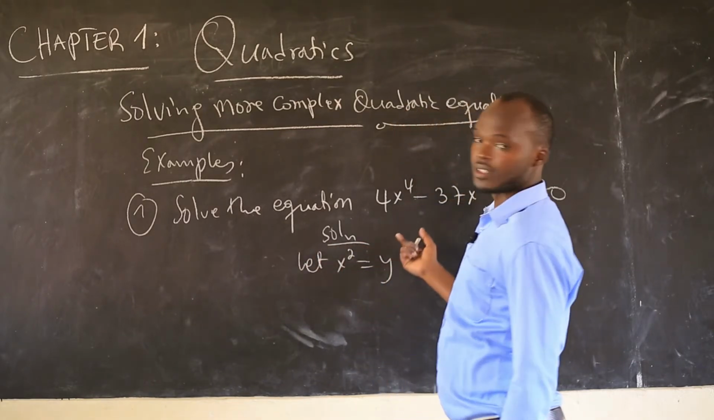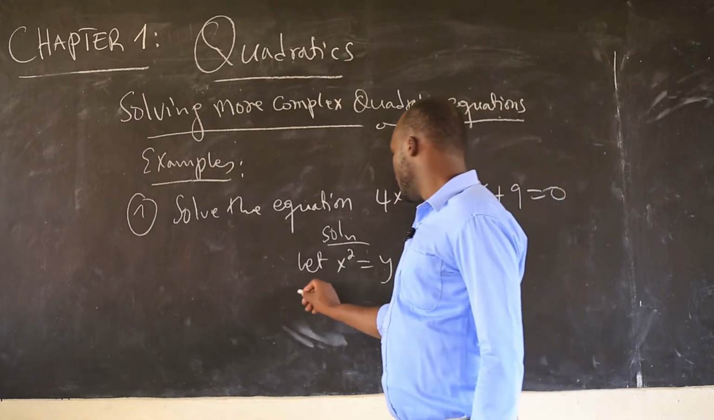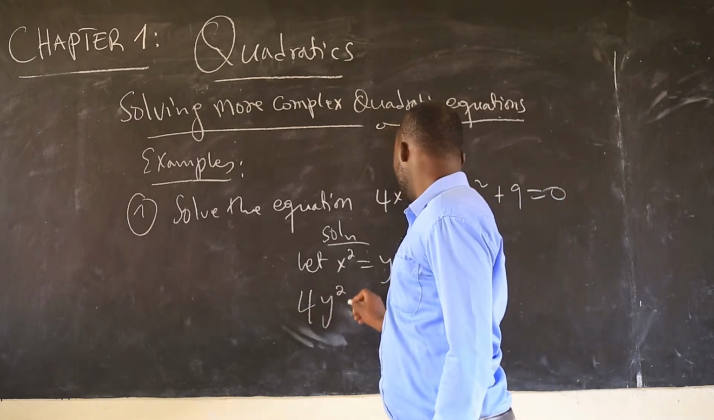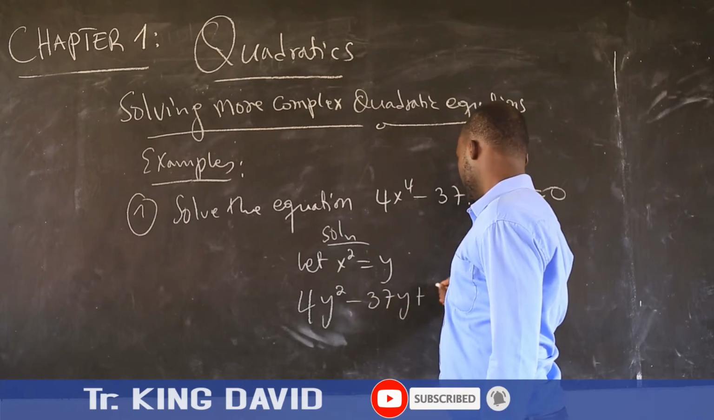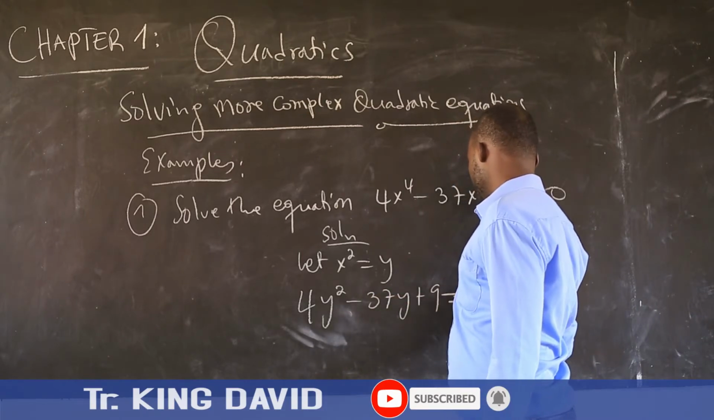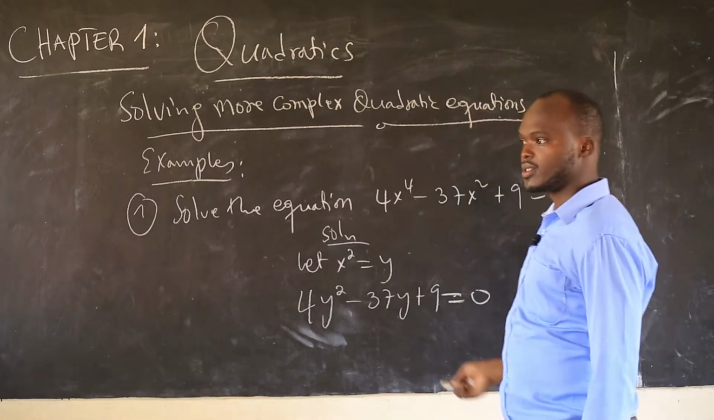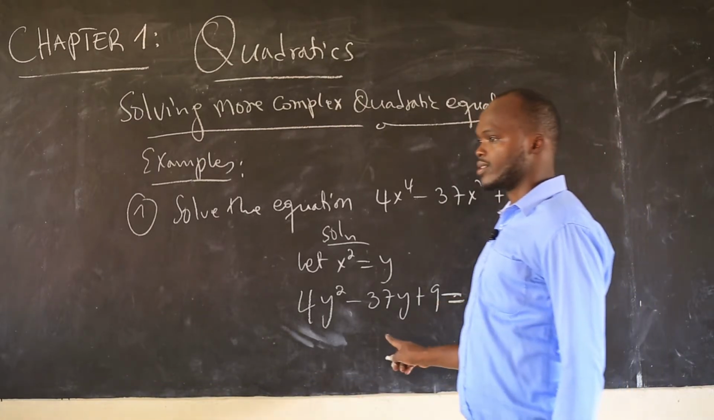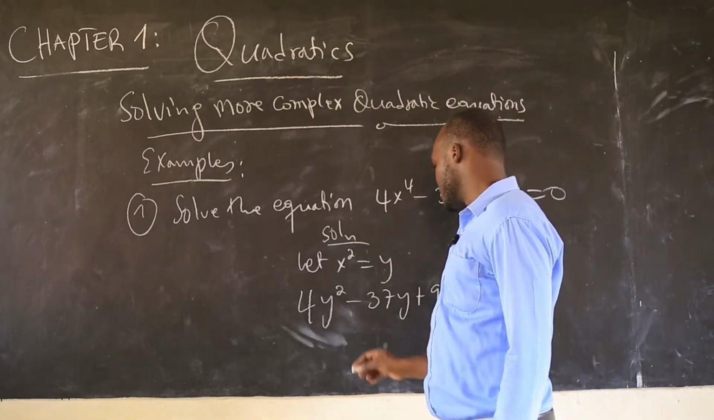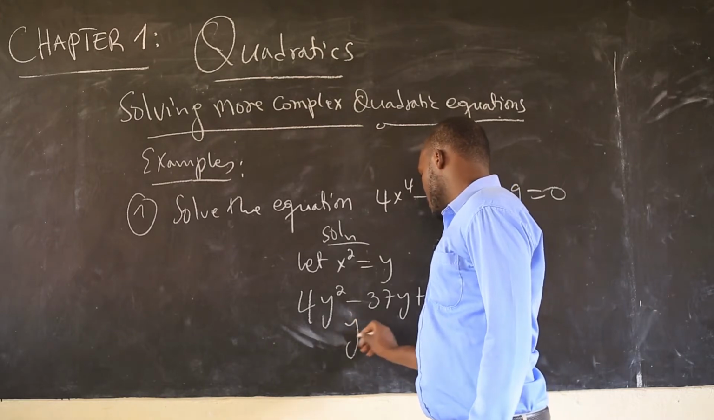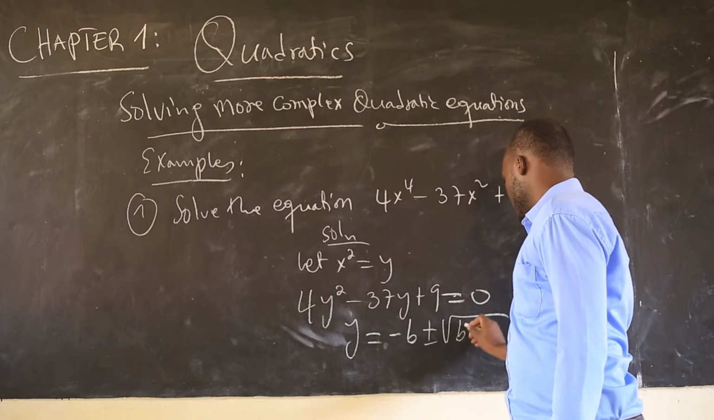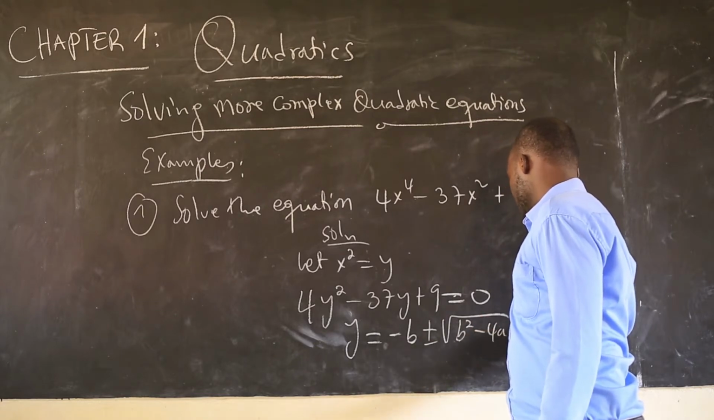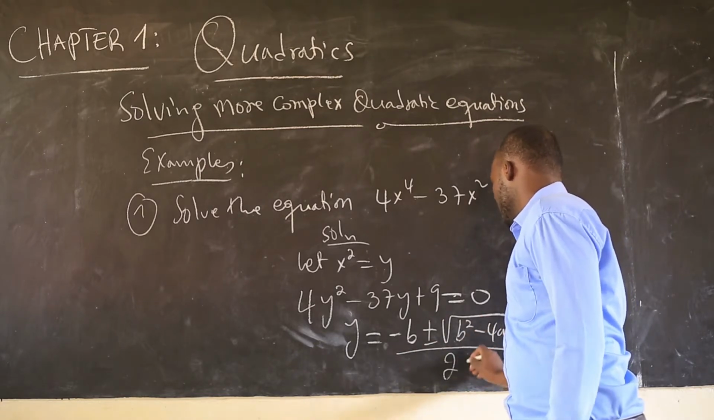So which means that equation is going to become 4y^2 minus 37y plus 9 equals 0. So you see this is a quadratic equation. We're going to find the values of y, and the values of y will give us the value of x. So y will be equal to negative b plus or minus the square root of b squared minus 4ac, divided by 2a.